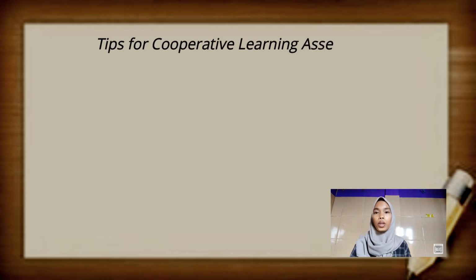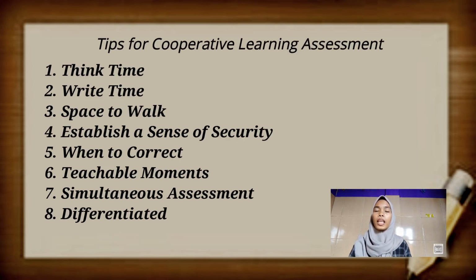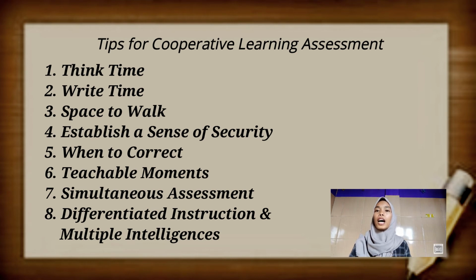Tips for comparative learning assessment. Think time. After you ask a question, give students 3 to 5 seconds of silent think time. This gives reflective students time to formulate their answer. Write time. Give students a little time to each write their response before calling on a student to respond.